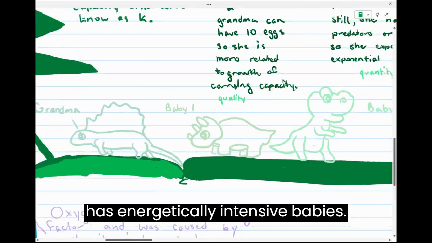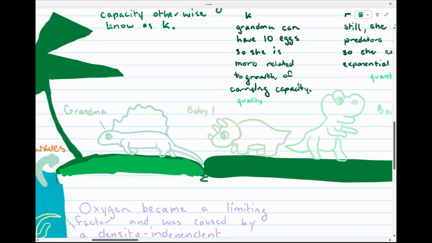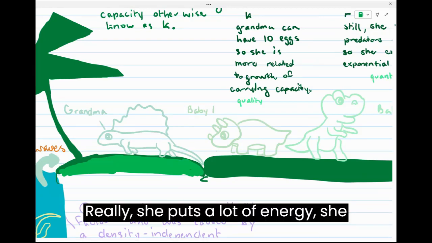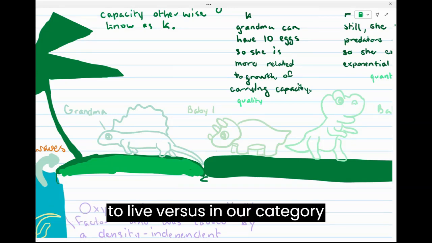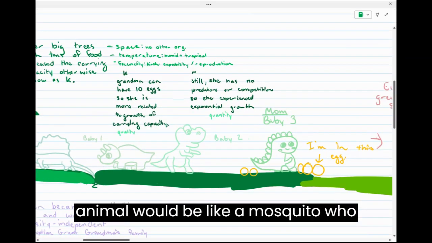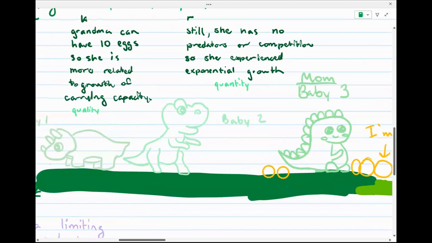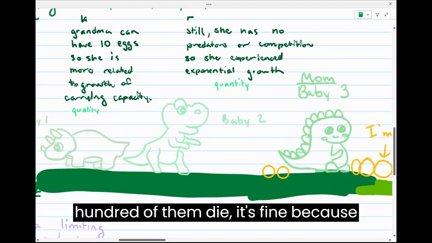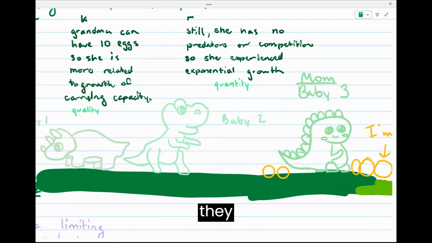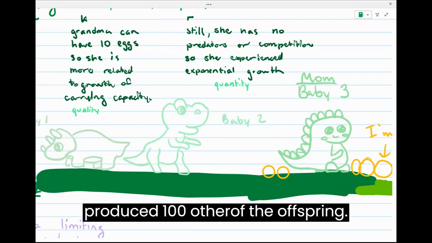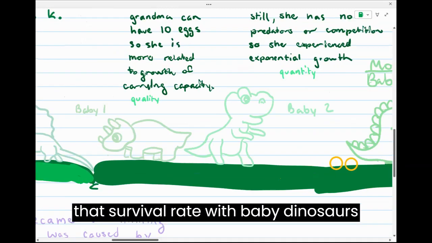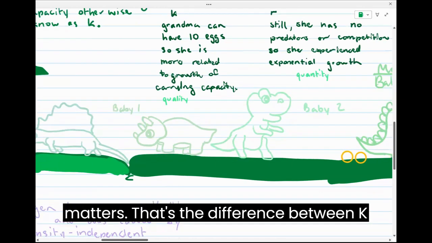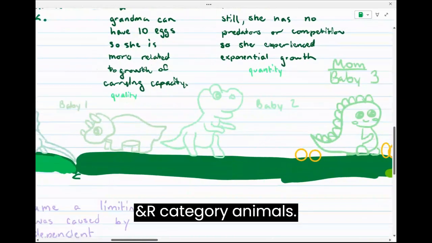Think quality versus quantity. K value is she has energetically intensive babies that she puts a lot of energy and a lot of resources into, and she wants most of them to live. Versus an R category animal would be like a mosquito who produces 200 offspring in 2 weeks, and if 100 of them die, it's fine because they produced 100 other offspring. So survival rates with mosquitoes doesn't matter in the same way that survival rate with baby dinosaurs matters. And that's the difference between K and R category animals.